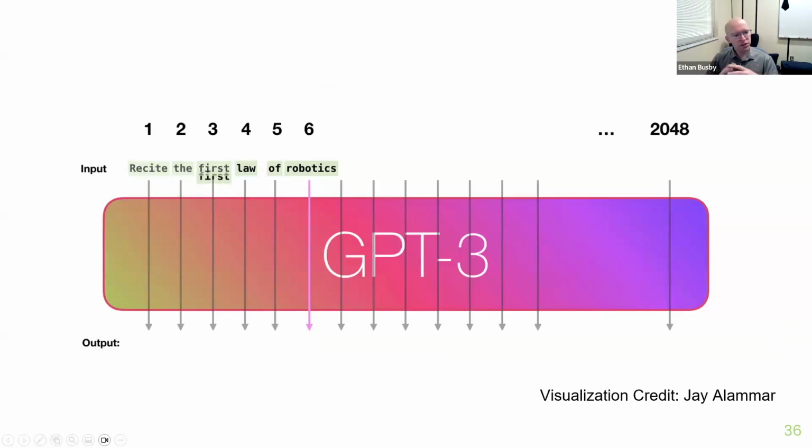This is a graphical illustration about how this would work. We could feed in, "Recite the first law of robotics," and then a language model, in this case GPT-3, would start to generate a statement about what should follow. And again, it can do this in a variety of ways, given lots of different kinds of prompts, with different kinds of structure, but this is really the core of what large language models are, this next word prediction.